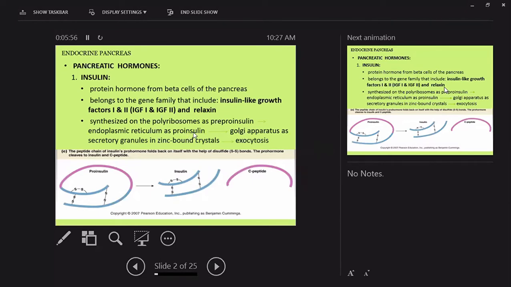Then processed some more in your Golgi apparatus as the active form of insulin. And then it is being bound in the secretory granules in zinc bound crystals. Okay, and it is being exocytosed. Exocytosis is the method of release if there is a need for the hormone. So this is the appearance of the hormone.